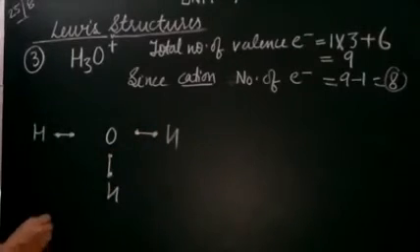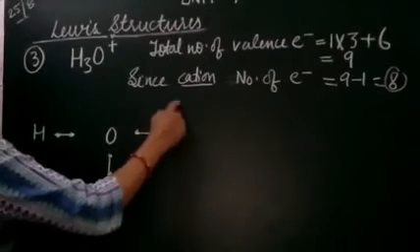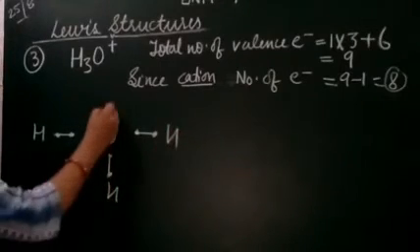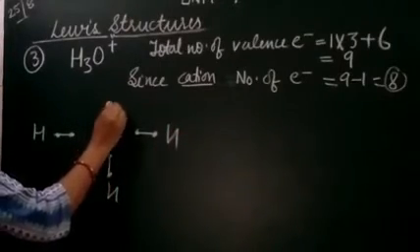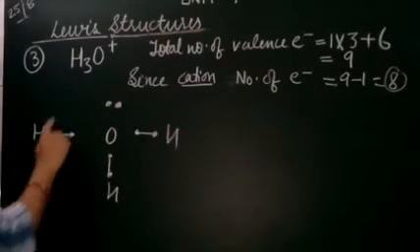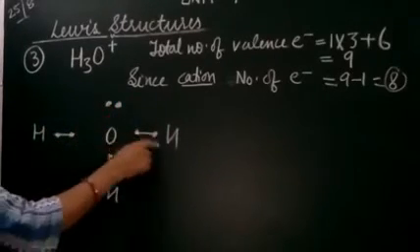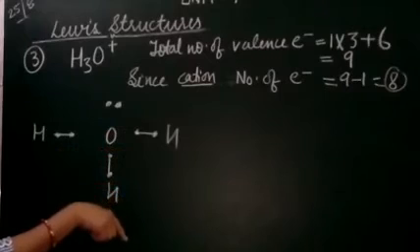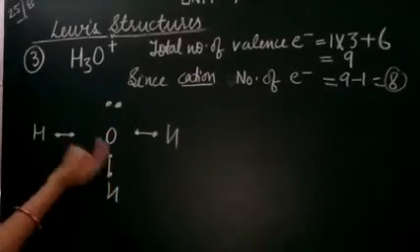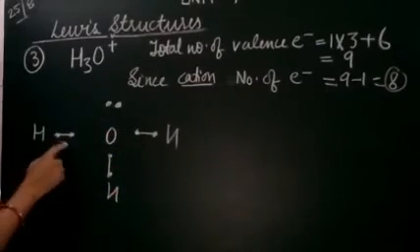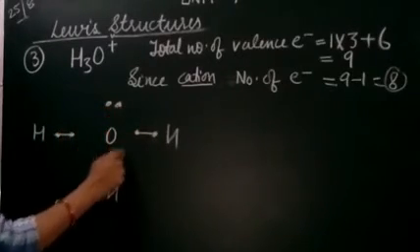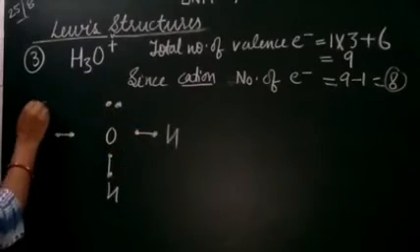Now, how many electrons are left? 7 and 8. We can't place them over a hydrogen because hydrogen has only one electron, right? So we will place those 2 electrons over here. So how many total are we getting here? 1, 2, 3, 4, 5, 6, 7, 8. 8 electrons have been distributed. Now, what we'll do is count whether the octet or the duplet is complete. So here the hydrogen duplet is complete, here also and here also. And here 1, 2, 3, 4, 5, 6, 7, 8. The 8 electrons of oxygen are also complete.